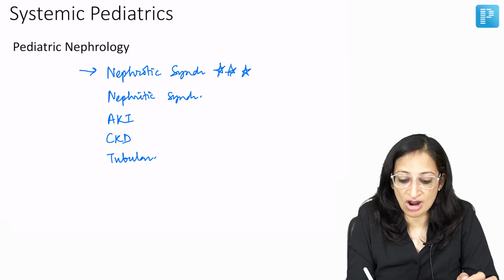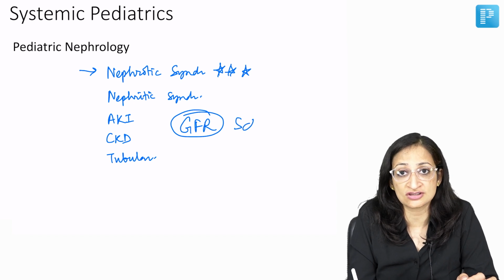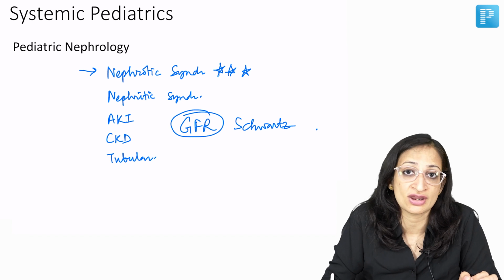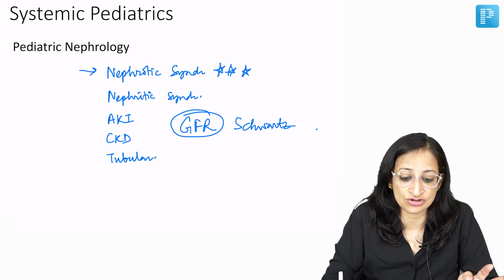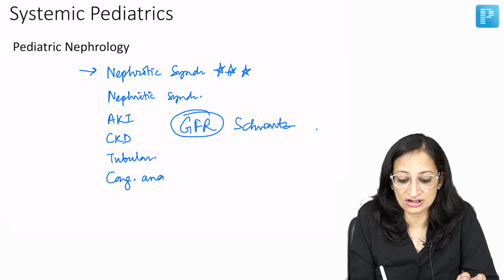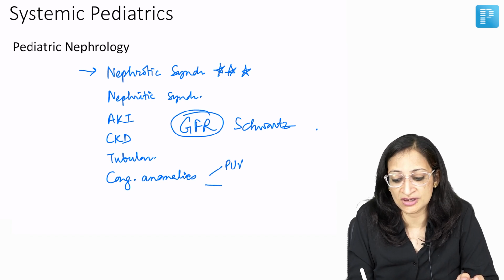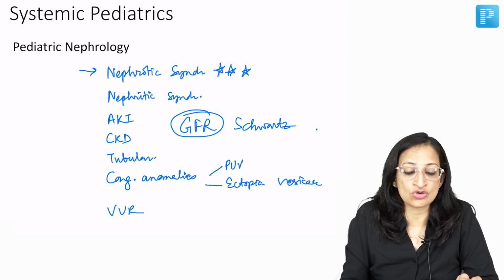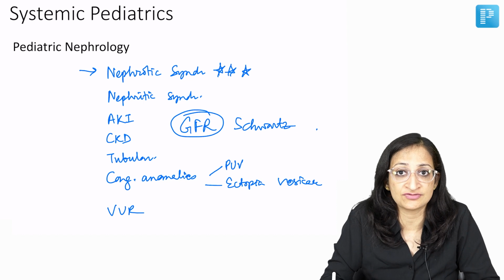And you also need to know how to calculate GFR, the calculation of glomerular filtration rate using the Schwartz formula. So in the INI-CET exam, this is important for your INI-CET exam. So Schwartz formula and the calculation of GFR in children. Apart from that, certain congenital anomalies are also very important, like your posterior urethral valve, ectopia vesicae, and also conditions like vesico-urethral reflux are also very important, which are cause of recurrent UTI, urinary tract infection in children.